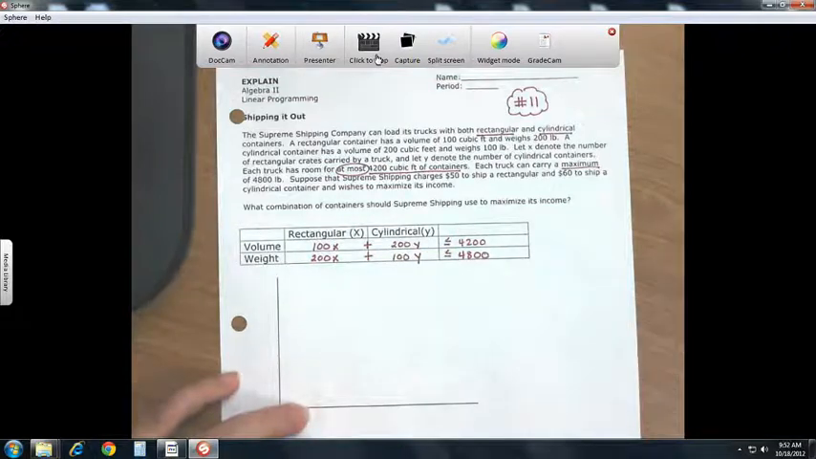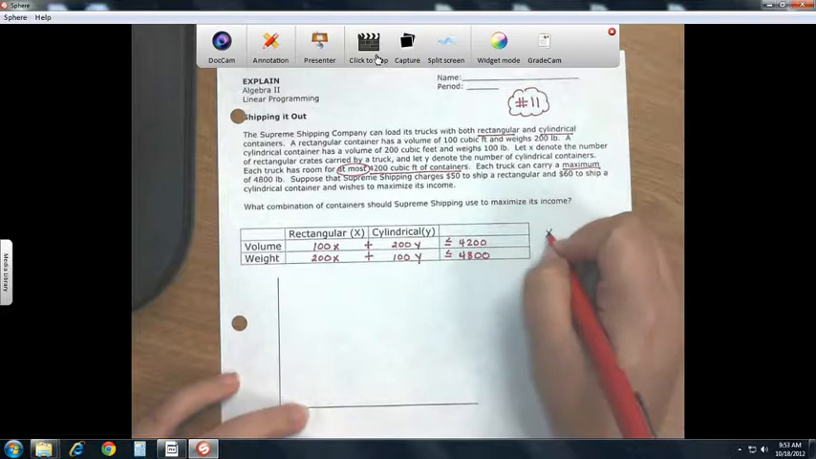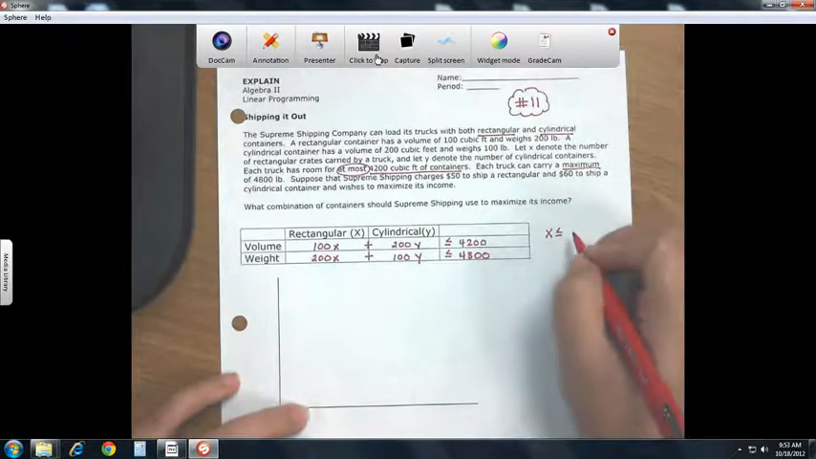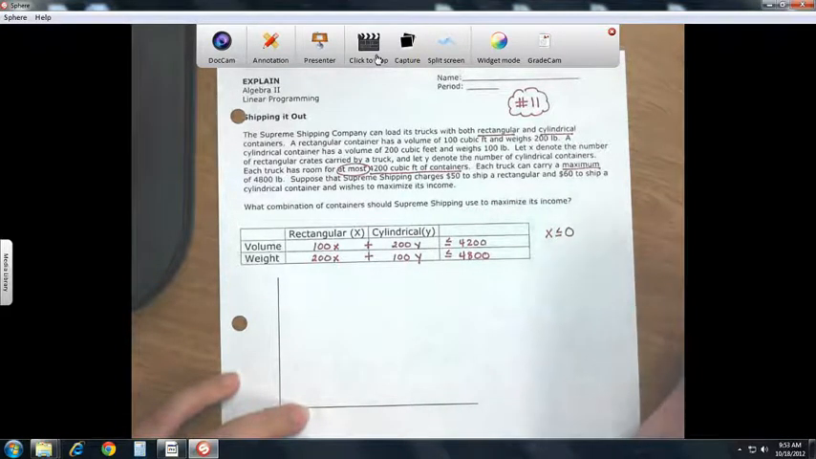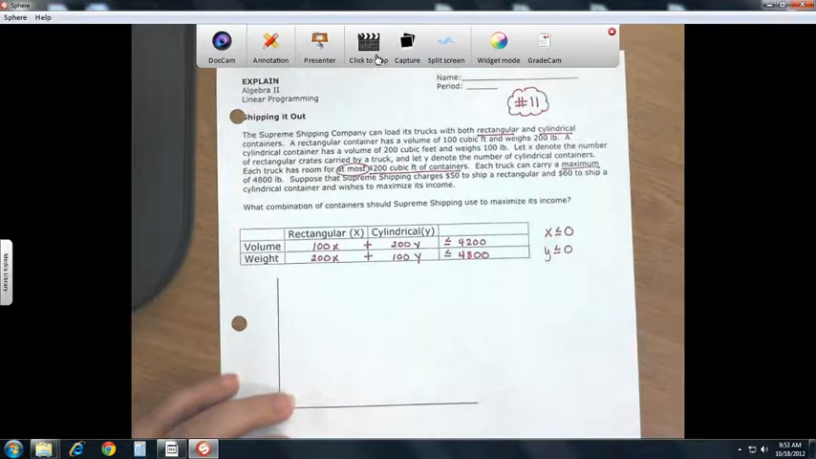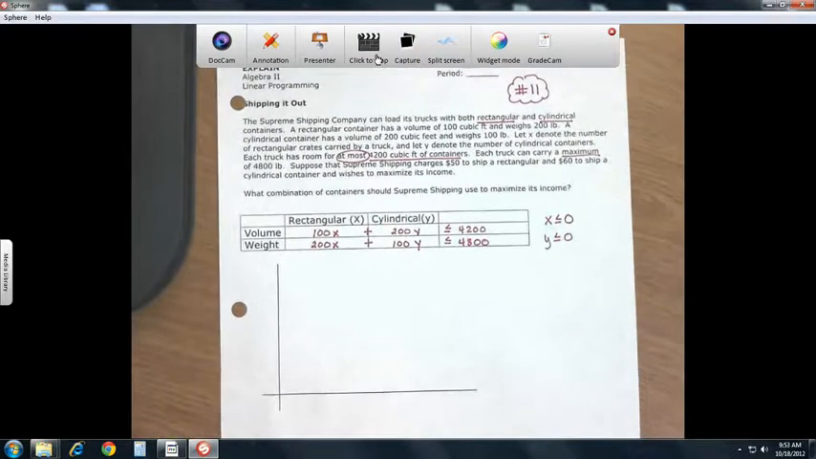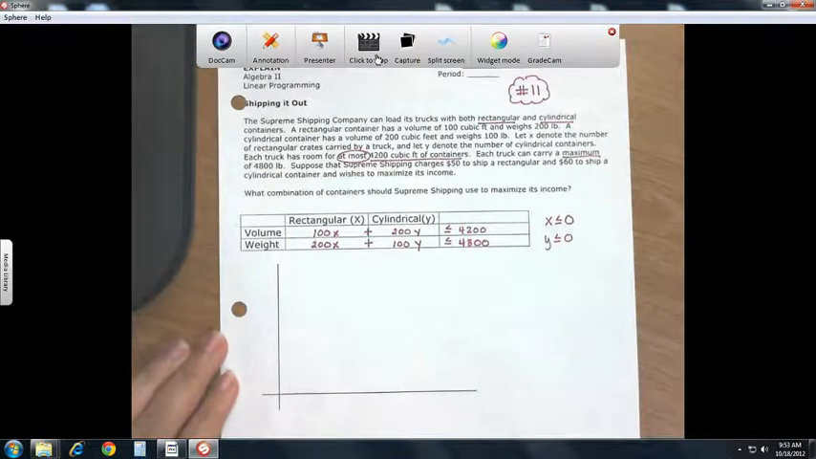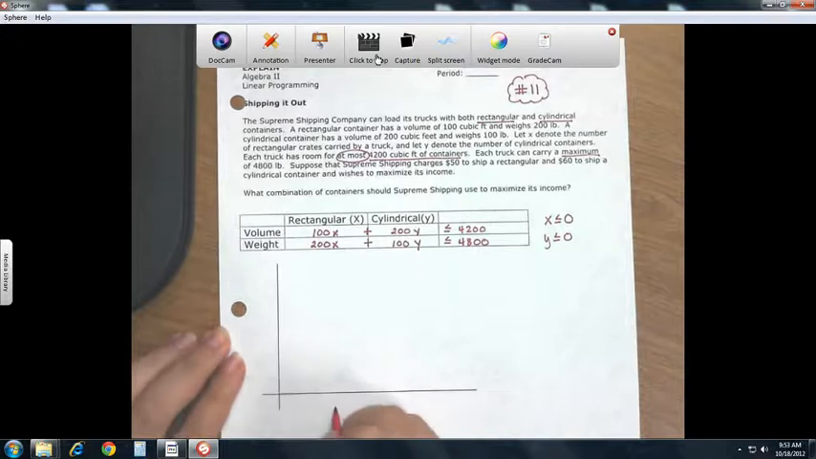We have two other restrictions that we need to write down. Things are not going to weigh negative amounts. We're not going to have a negative number of rectangular containers. So we're going to do X is greater than or equal to 0 and Y is greater than or equal to 0. That just means we're only going to graph the first quadrant. I'm going to go ahead and label my graph. We know X is rectangular, Y is cylindrical.